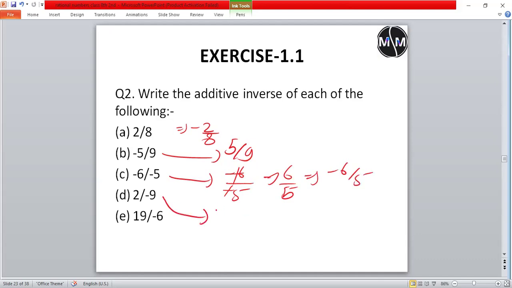For 2 by minus 9, it means minus 2 by 9. Its additive inverse is 2 by 9. And for 19 by 6, its additive inverse is minus 19 by 6.